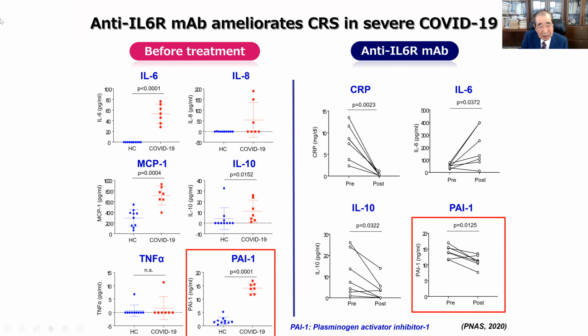These are our cases, a very small number of patients. Before treatment, IL-6 increased, IL-8 increased, MCP-1 increased, and TNF did not increase, but interestingly, plasminogen activator inhibitor 1 increased. And anti-IL-6 receptor monoclonal antibody rescued that pneumonia and severe cytokine storm. And C-reactive protein went down, and PAI-1 went down.